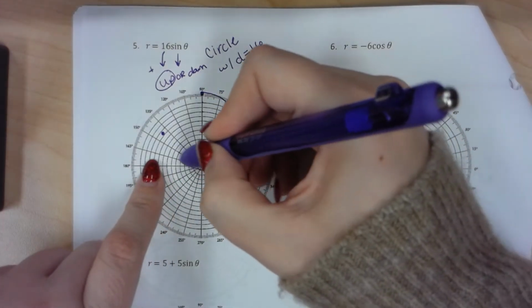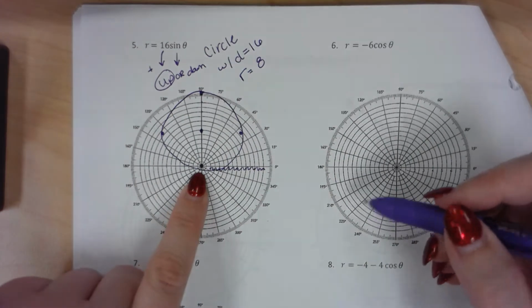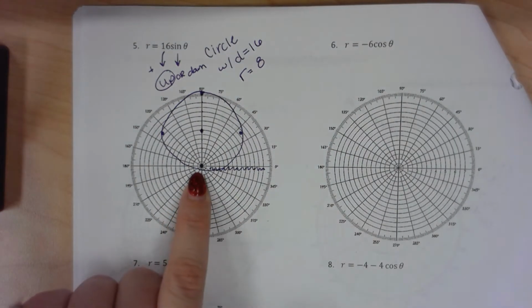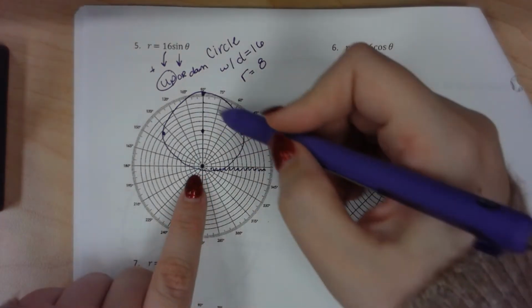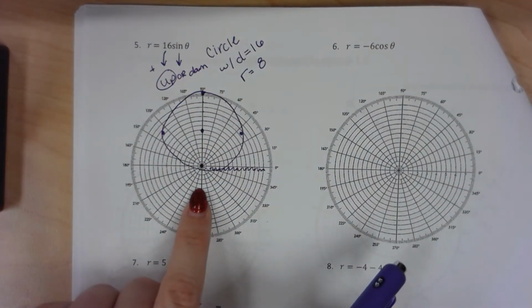And then we're going to try our best to make a circle. Even my circle is kind of funky looking, but just try your best. I don't need it to be perfect, but try your best to make this into a circle.